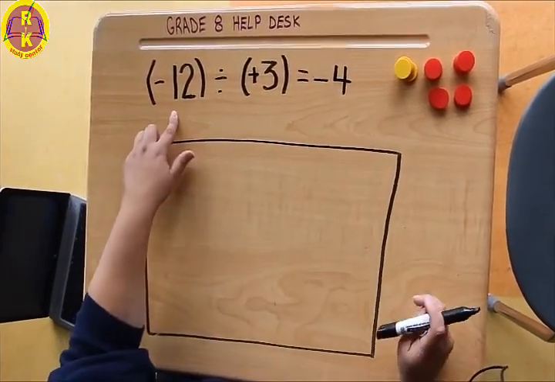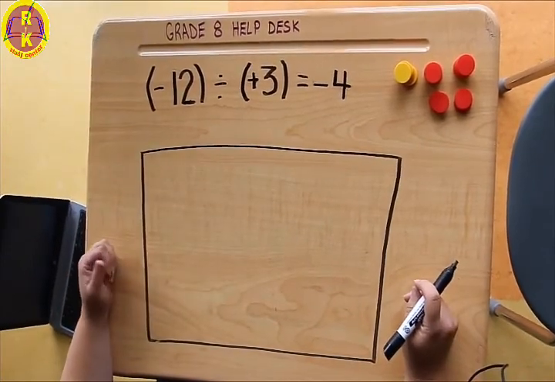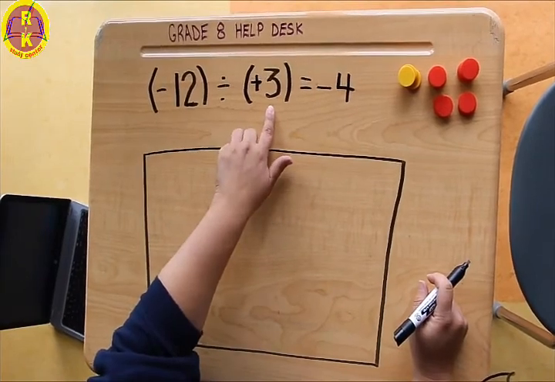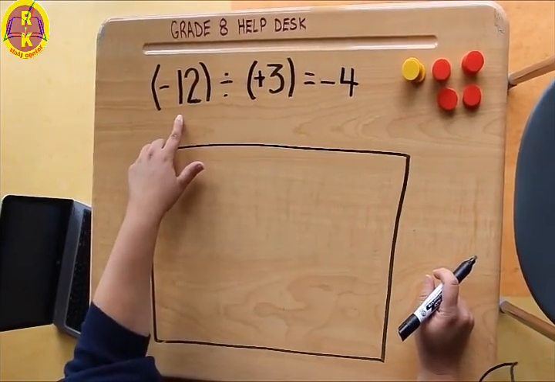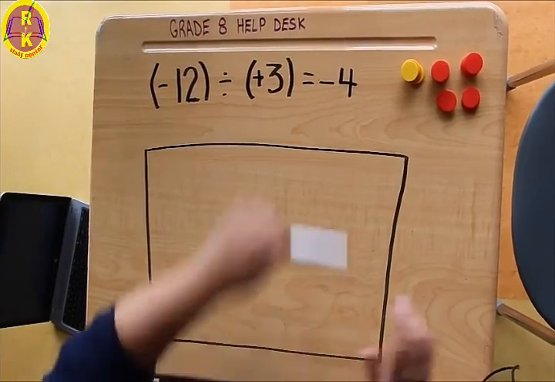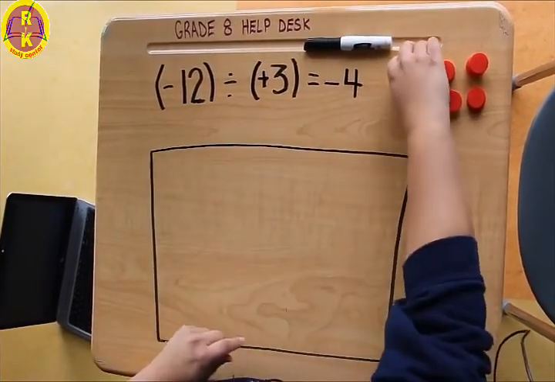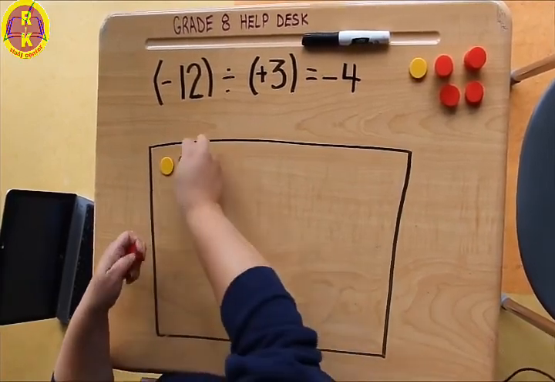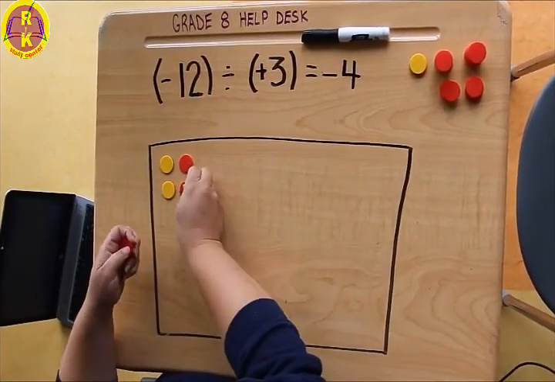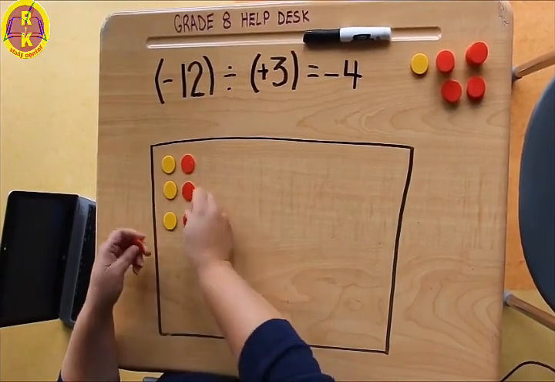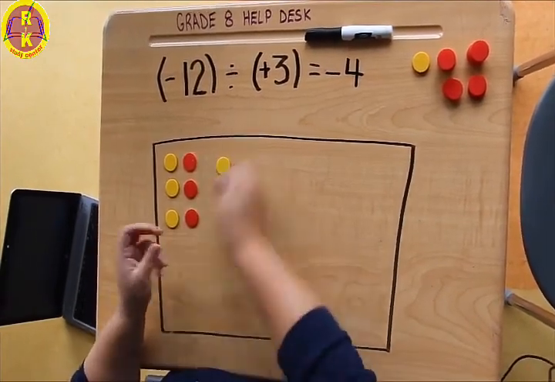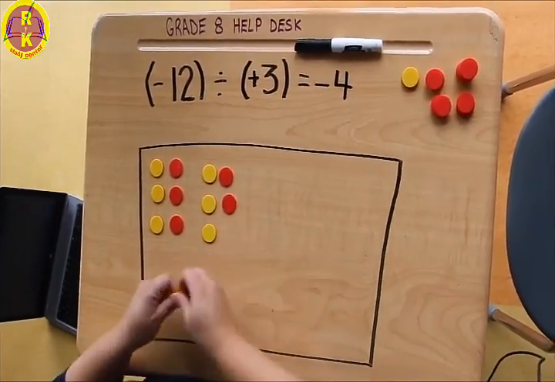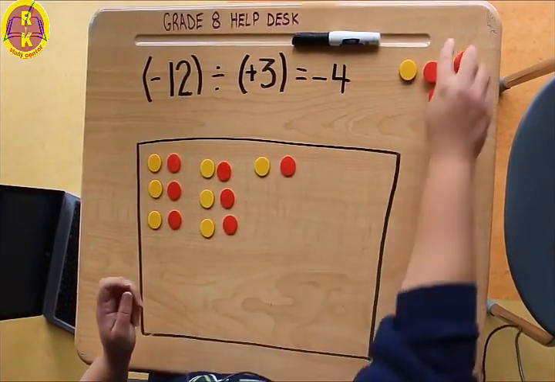Next, we're going to look at the models. And so in our bank, we want to end up with 12 red tiles. How many sets of positive 3 can we use to get negative 12 tiles? Well, we can't. No matter how many sets of positive 3 we put in, we'll never be able to get 12 red tiles in there. So instead, what I'm going to do is put in groups of 0 pairs until I have 12 negative tiles in the bank.